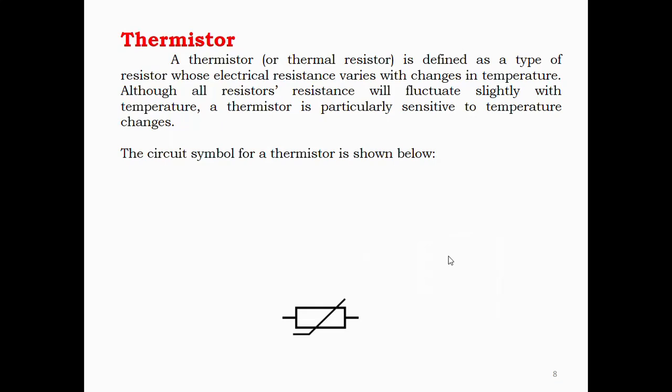Actually, a thermistor is defined as a type of resistor whose electrical resistance varies with changes in temperature. Although all resistors' resistance will fluctuate slightly with temperature, a thermistor is particularly sensitive to temperature changes. As shown on screen, this is the symbol of the thermistor. The thermistor acts as a passive component in a circuit. It is an accurate, cheap, and robust way to measure temperature.